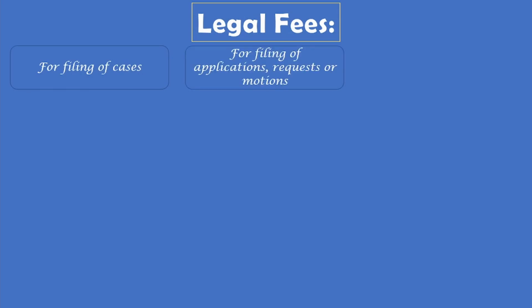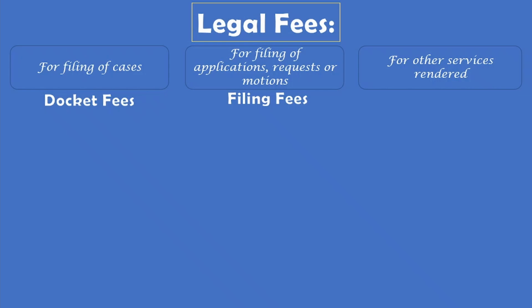Now we're going to group the legal fees into three: for filing of cases, for filing of applications, requests, or motions, and for other services rendered. Under filing of cases, the fees are docket fees. Under filing of applications, motions, requests, the fees are filing fees. For other services, these are miscellaneous fees. So there are two kinds of fees in Rule 141, the filing fees and miscellaneous fees. If it's a filing fee, there's an LRF. If it's a miscellaneous fee, you don't have to compute or charge LRF on that fee.